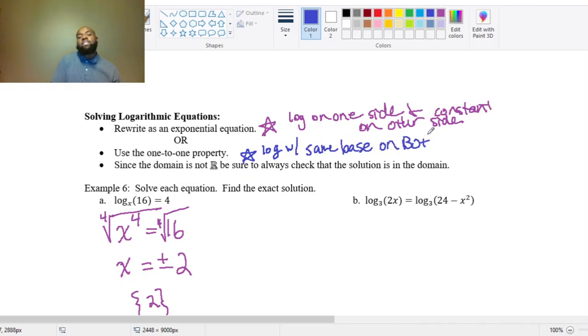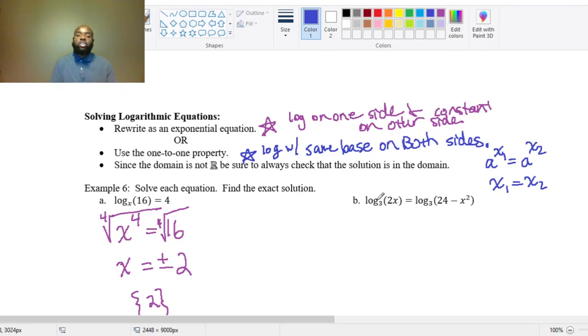All right, this is probably not the most grammatically correct way to say this, but my logarithmic expressions show up on both sides and they have the same base. This is a perfect setup for the one-to-one property. When we were dealing with exponential functions, if I have a to the x1 equals a to the x2, since this is a one-to-one function, I can just set my exponents equal to each other. Well, the same thing happens here.